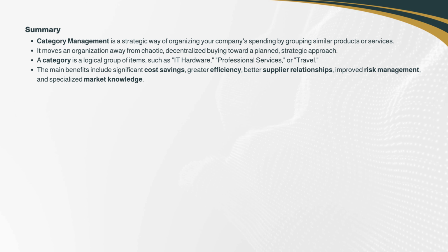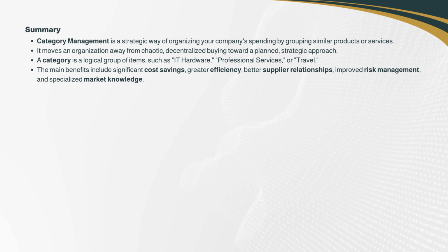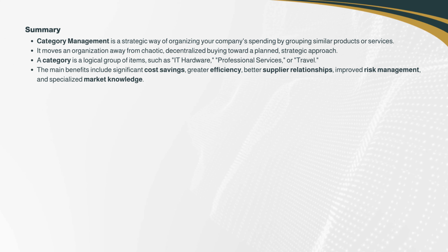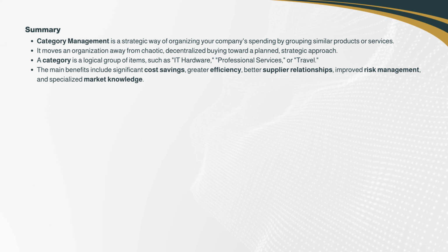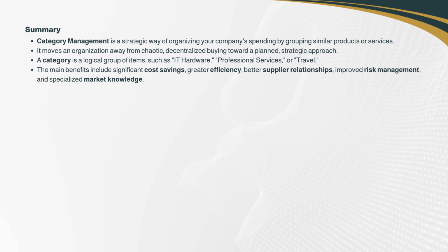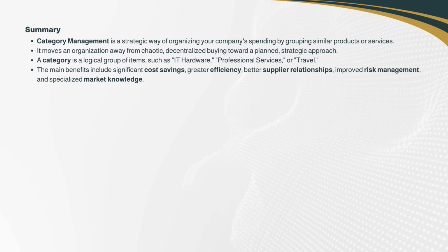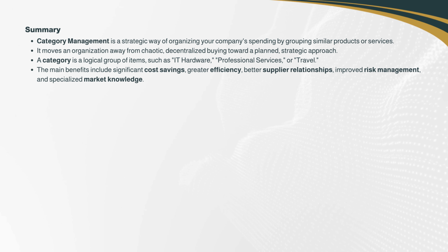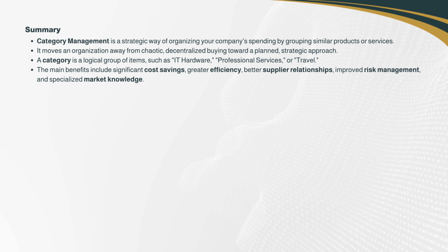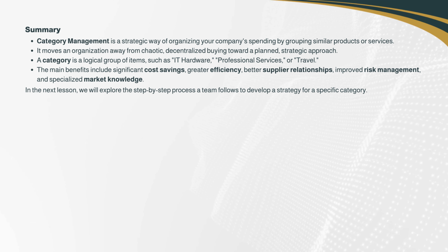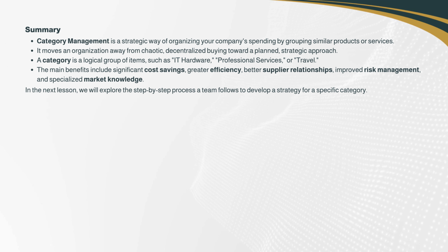Summary. Category management is a strategic way of organizing your company's spending by grouping similar products or services. It moves an organization away from chaotic, decentralized buying toward a planned, strategic approach. A category is a logical group of items, such as hardware, professional services, or travel. The main benefits include significant cost savings, greater efficiency, better supplier relationships, improved risk management, and specialized market knowledge. In the next lesson, we will explore the step-by-step process a team follows to develop a strategy for a specific category.